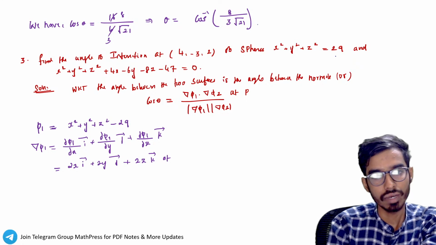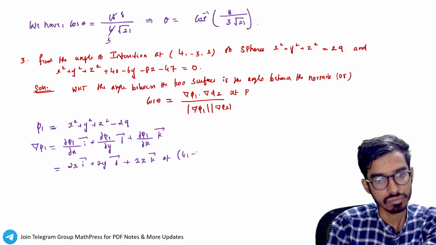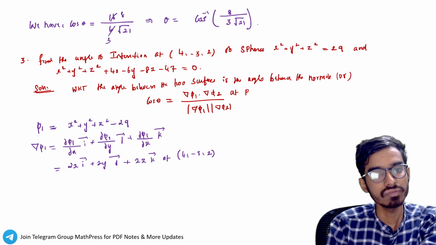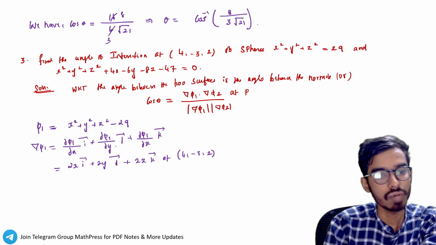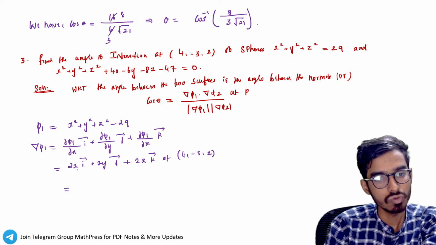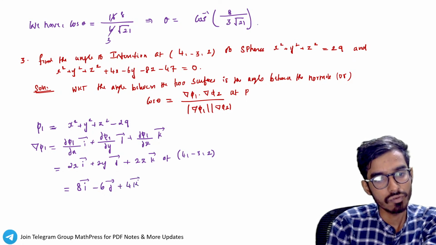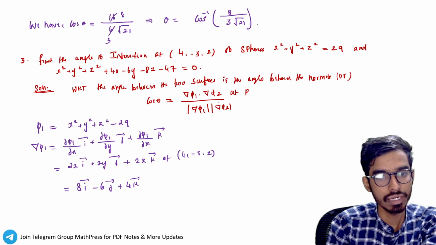Now at the point 4 comma minus 3 comma 2, because we need to find del phi 1 and del phi 2 at this point. So 2 into 4 is 8, so 8i vector, this will be minus 6j vector, and this will be 4k vector. So this is del phi 1 at this point.